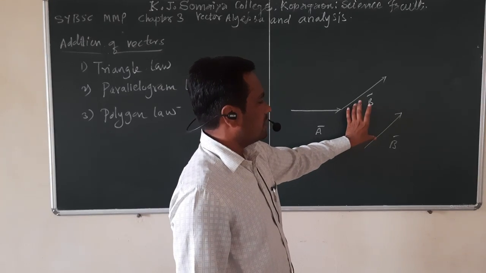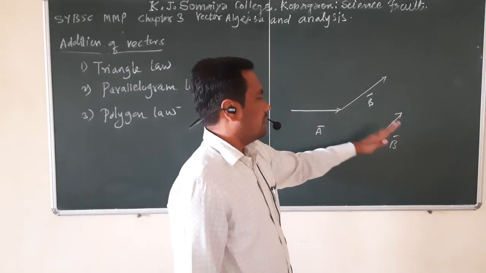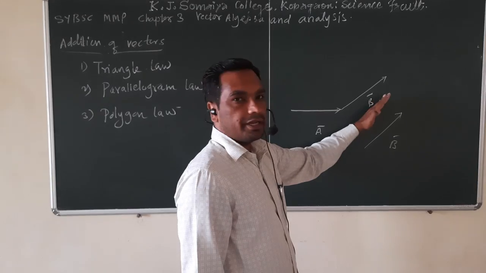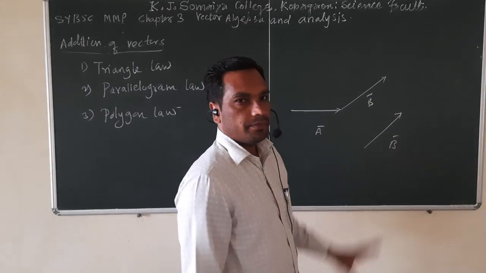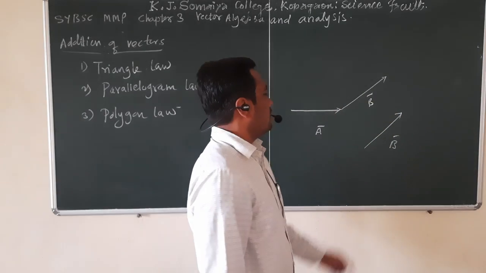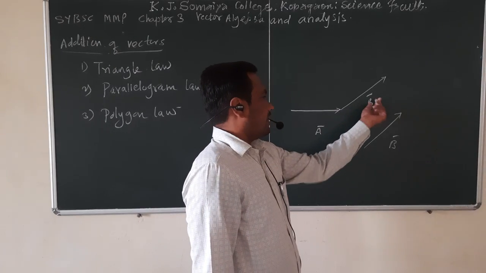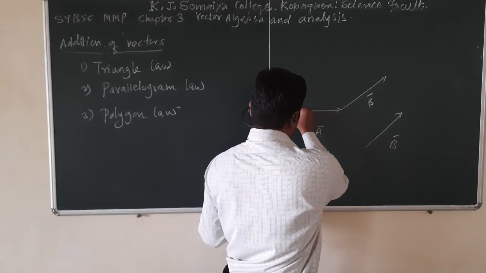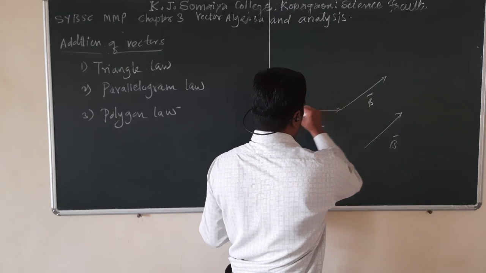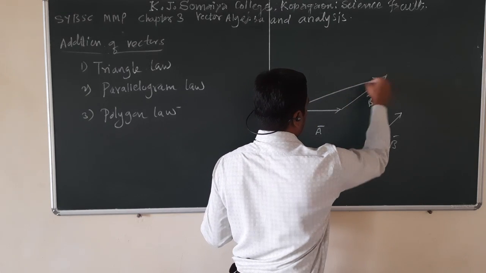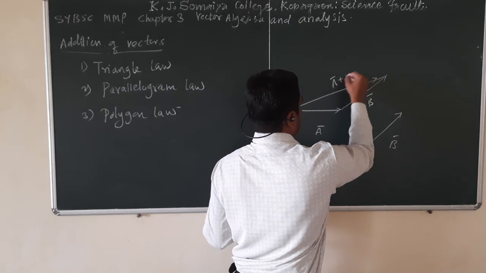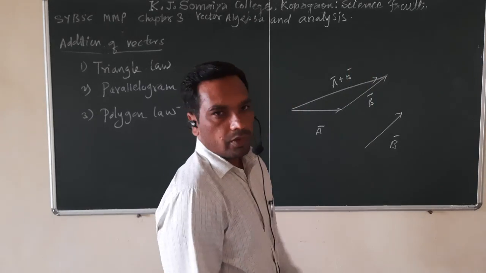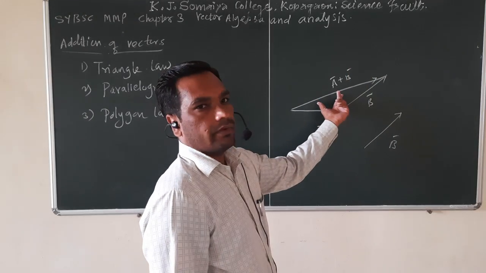Now remember, these two vectors are equal vectors. Both have the same direction and the same magnitude. Okay, so put another vector like this. Then join the starting point of the first vector and the ending point of the other vector, and we get vector a plus b. Okay, so this will be the resultant vector.